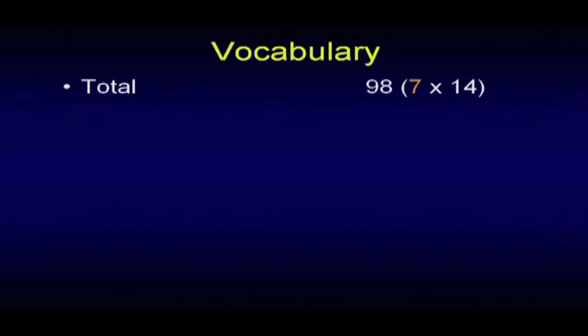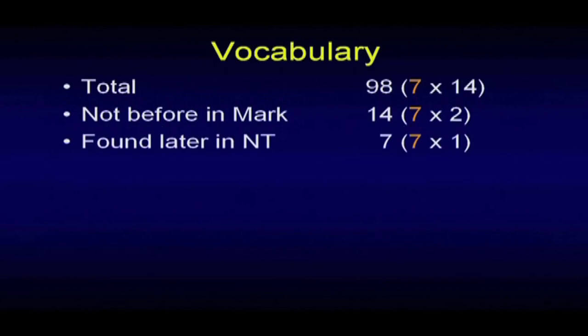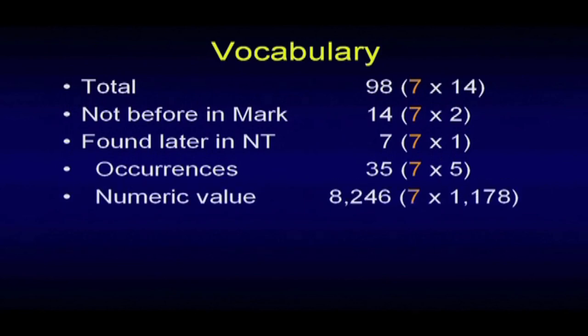Can you imagine Panin, when he's discovering this, he must have had chills down his back, because this is just too impossible to have happened by accident. Let's go further. The vocabulary, I said, was 98 words, 14 not used before in Mark, 7 that you found later in the New Testament. There are 35 occurrences of these things. The numerical value is also, all these are multiples of 7 exactly.